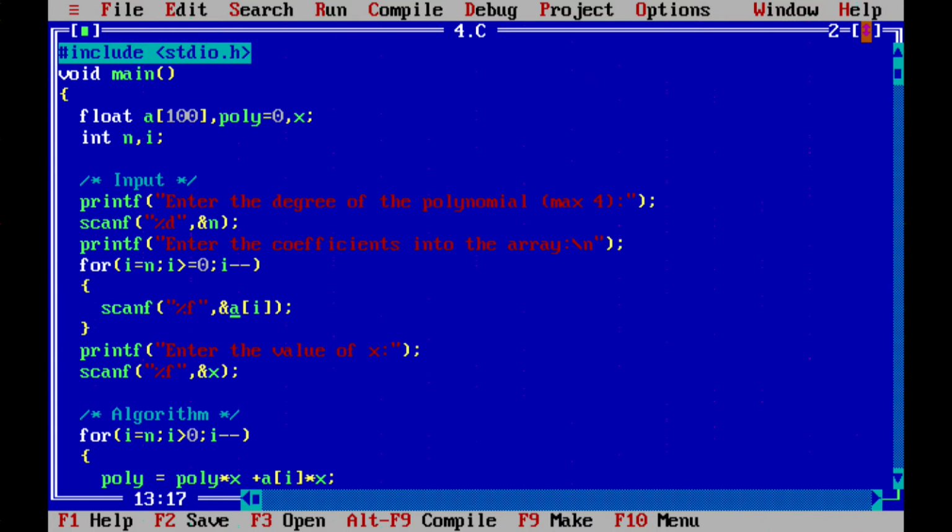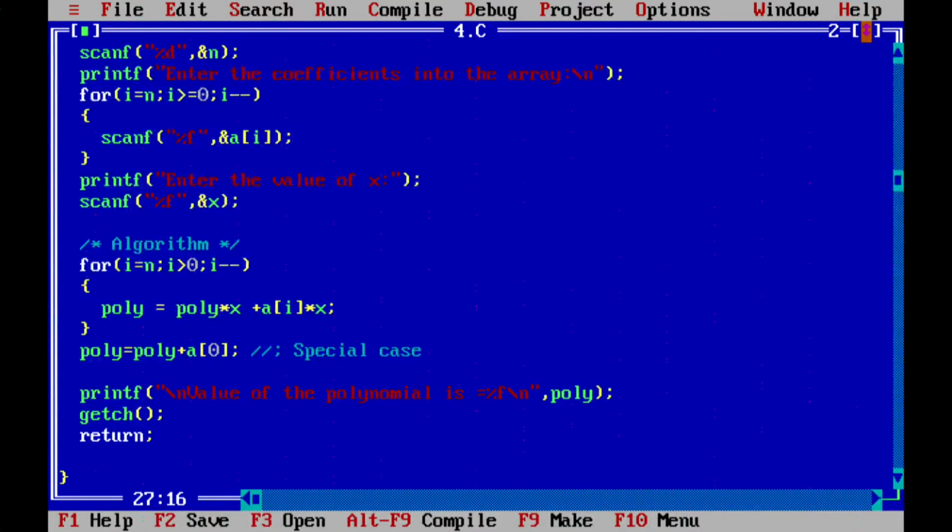We are initializing the array from a0 to a4 using a of i. It is going to be the address, so it's going to be ampersand. Once we read the value of x, this is just C, the algorithm as I suggested. In the whole of C programming, the core algorithm is less than 10 lines. All you need to remember by heart is this core algorithm part, which is less than 10 lines.